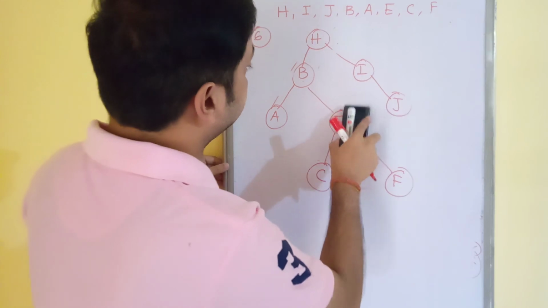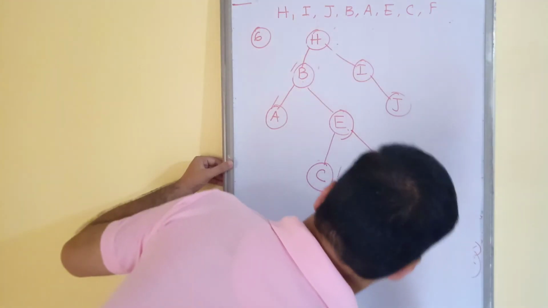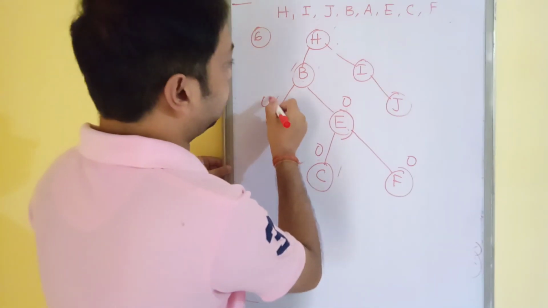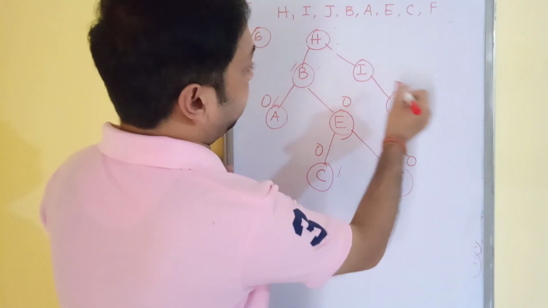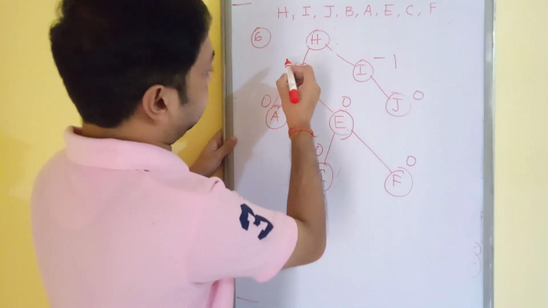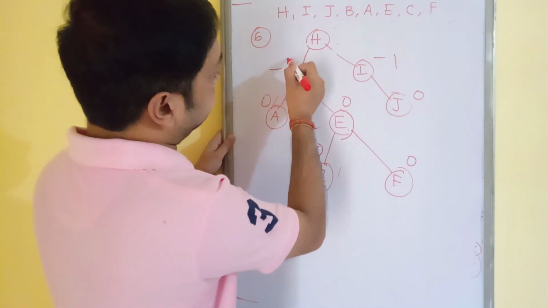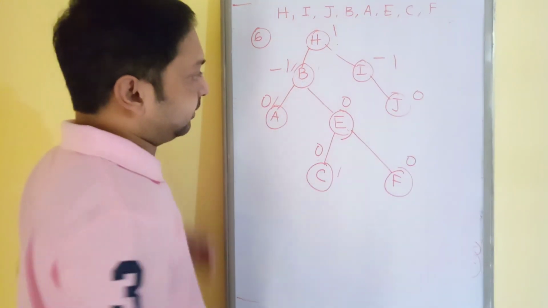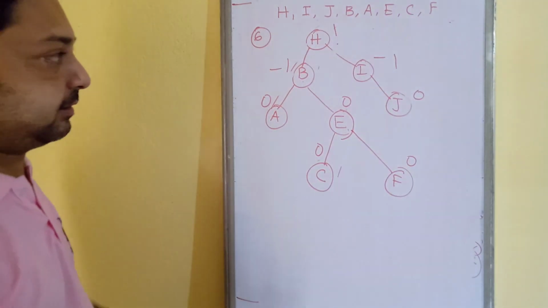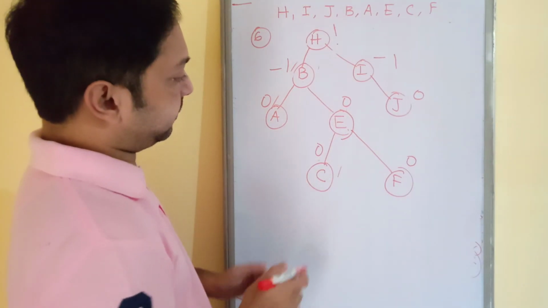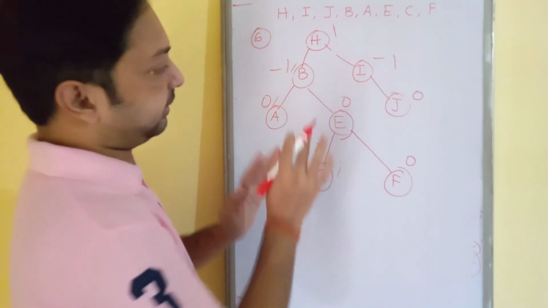Now calculate the balance factor. You'll get 1. This is 0, 0, 0. This is 0, this is 0, this is 0 minus 1, that is minus 1. Now see, this is 1, 2, 2 paths are there. Then 1 minus 2, that is minus 1. Now this is 3, this is 2. Now this is 1. So this is your required AVL tree, because you can see all are balanced, because the balance factor is 0, 1 or minus 1.